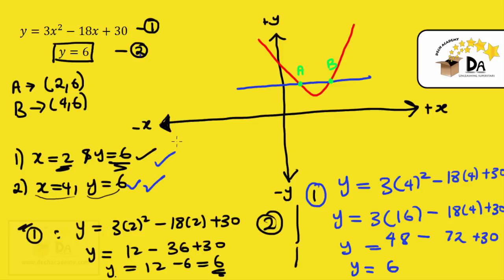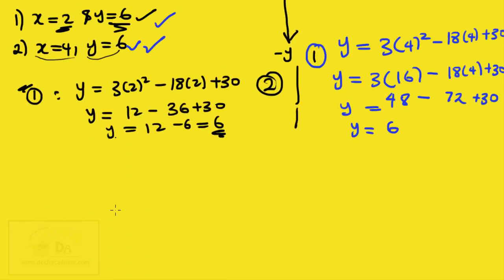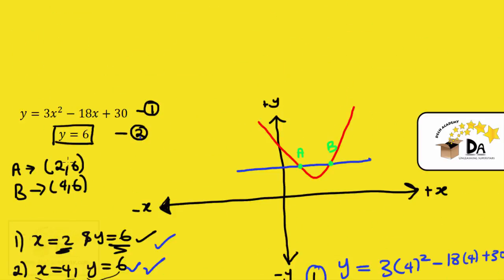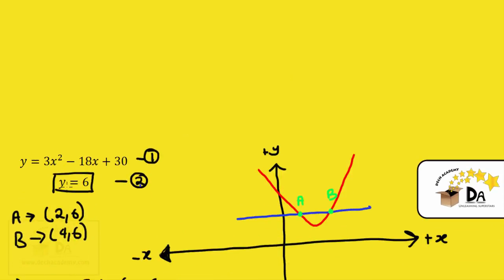So here are the solutions. So to just neatly write them out, first solution, x equals 2 and y equals 6. Second solution, x equals 4 and y equals 6. So these are the solutions to this system of equations.